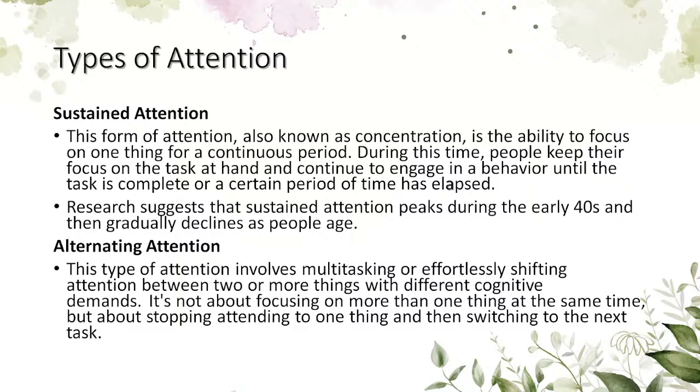Next is alternating attention. This type of attention involves multitasking, or effortlessly shifting attention between two or more things which have different cognitive demands. It's not about focusing on more than one thing at the same time, but about stopping attending to one thing and then switching to the next task.